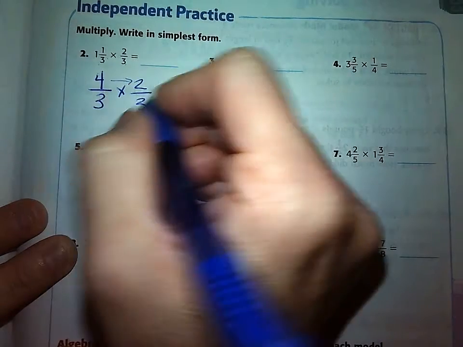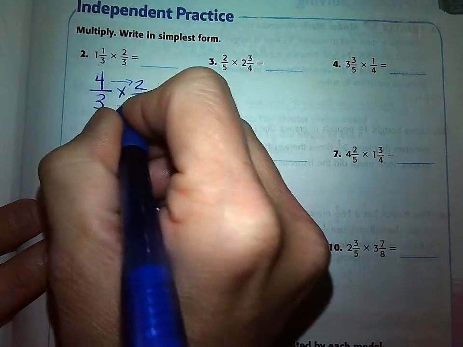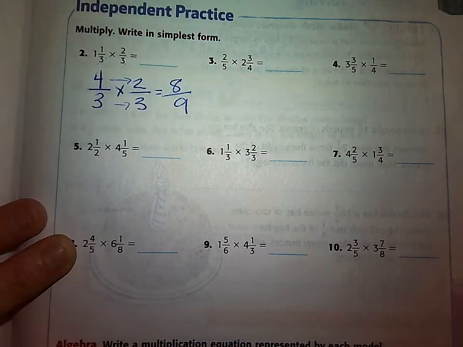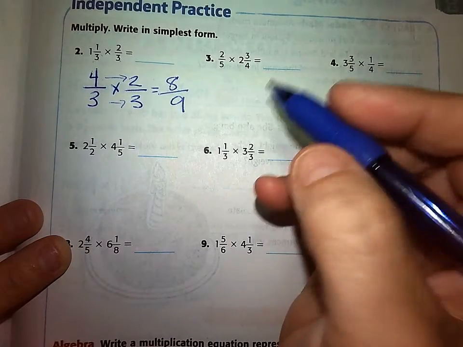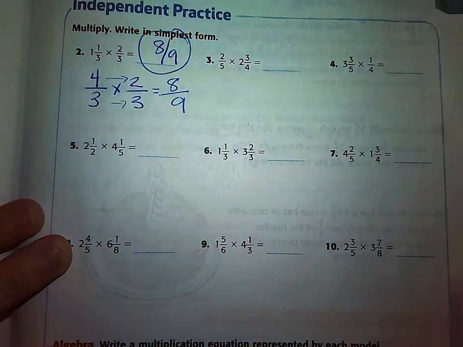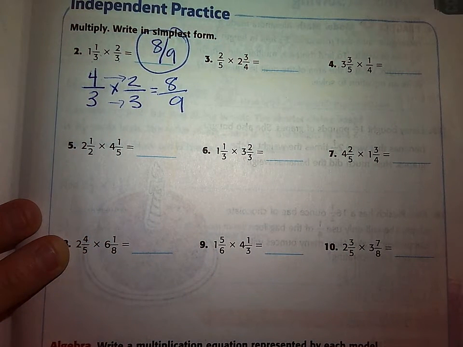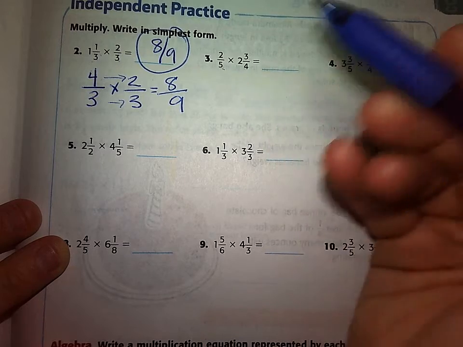Now I'm multiplying fractions, so I multiply across the numerator. 4 times 2 is 8. I multiply across the denominator. 3 times 3 is 9. 8/9. I know this is simplified because the numbers are 1 away from each other, so 8/9 is my final answer there. Number 3, 2 fifths times 2 3/4.